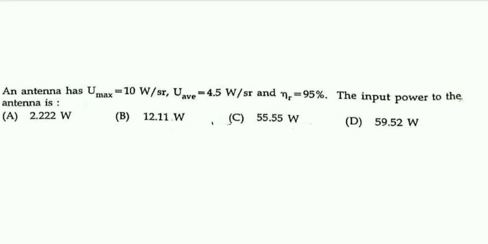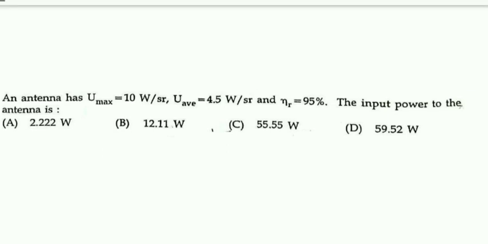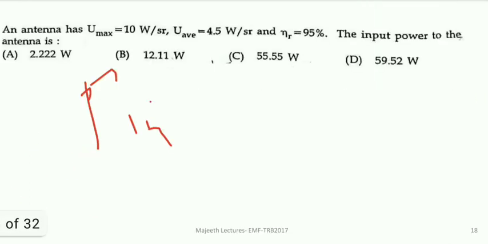So this is a simple question, and what are the things they have given? Maximum radiation intensity U max, average radiation intensity U average and eta R. They have given these things. Now what we have to find is P in. This is what we have to find. Now we go and see how to do the problem.